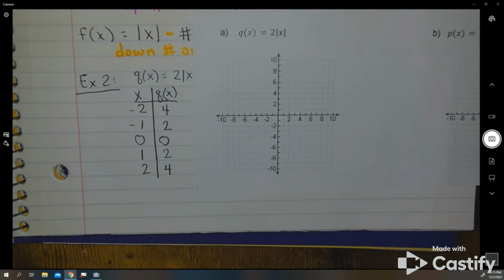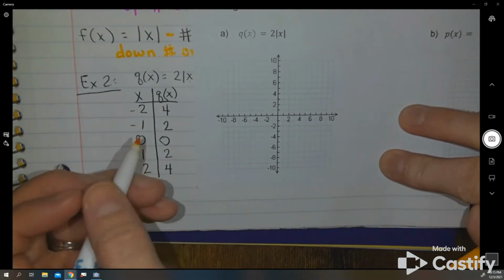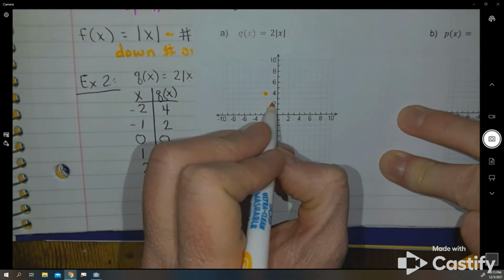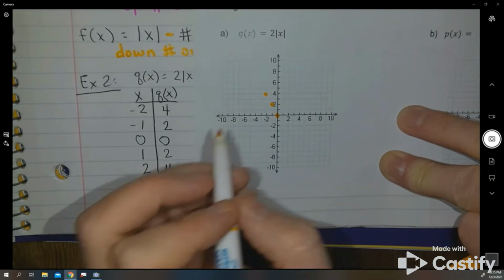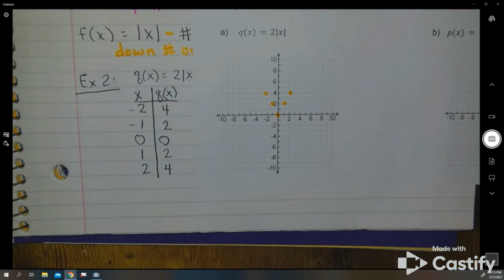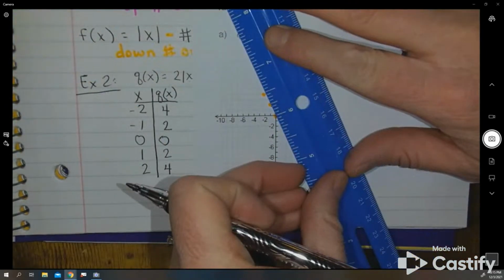So on our graph here, we've got the point -2, 4, -1, 2, 0, 0, 1, 2, and 2, 4. So this is our new graph.